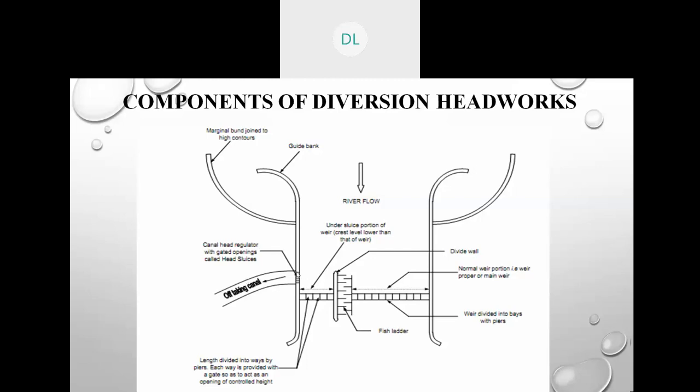So this structure is big enough to control and allow water into the canal, or it may not allow the water into the canal. So this is a structure called the canal head regulator. There is sometimes confusion between it and the canal cross regulator, which we'll see at a later stage. Today we are understanding only the canal head regulator with gate openings called head sluices.